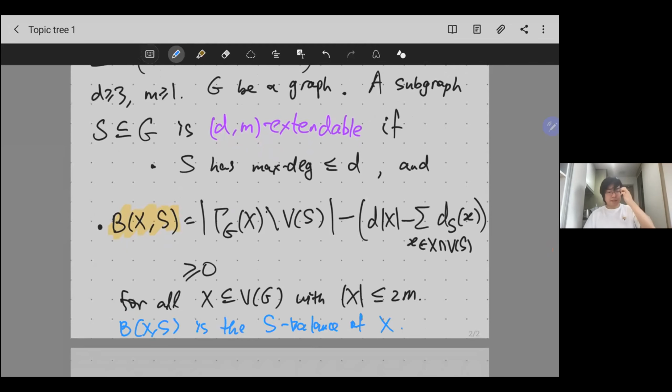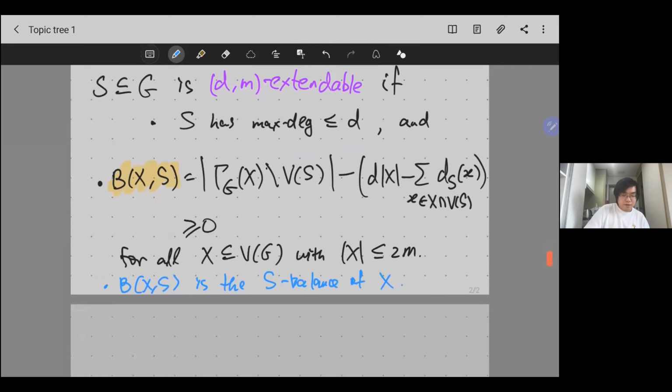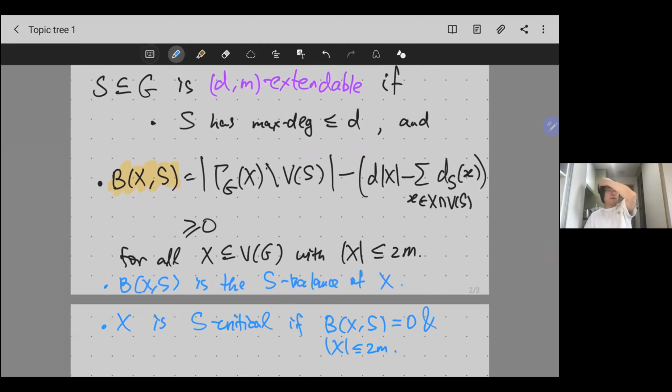S balance of X. It's a little bit long notation. Okay. And we call X S-critical if the balance is at the threshold point at 0. And X is not big. A small set with balance 0, we call it critical.